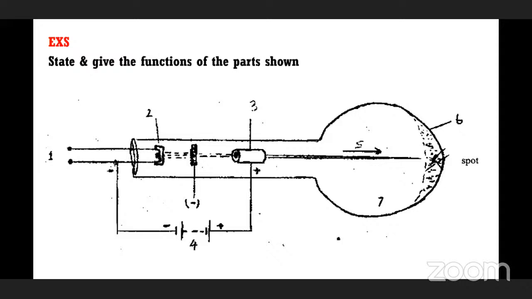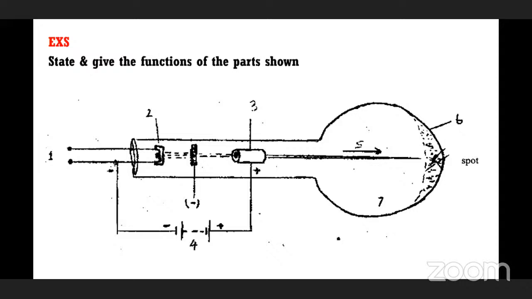We can simply say that the screen is coated with a substance that glows on impact with a beam of electrons. That gives the persistence in vision, and it is coated with graphite and so on. So these are some of the functions of the screen. Now you can look at that question: state and give the functions of the following parts.